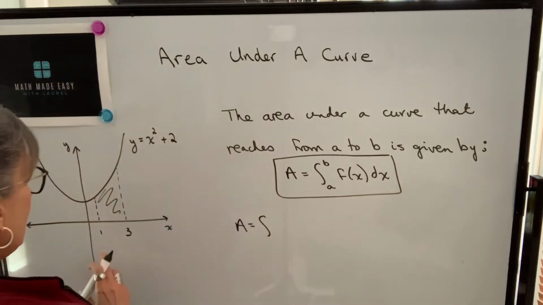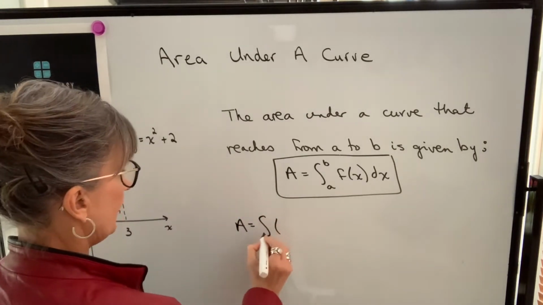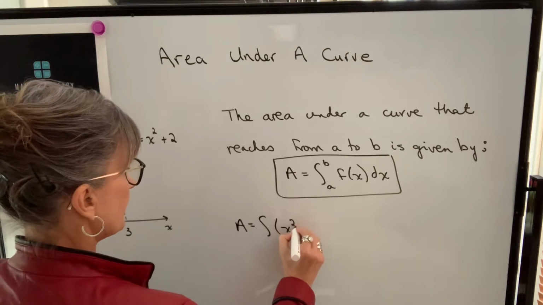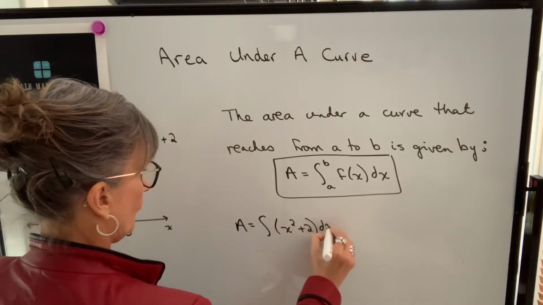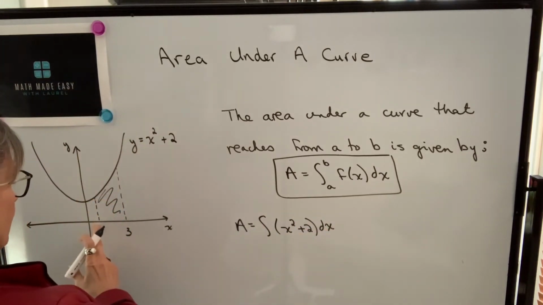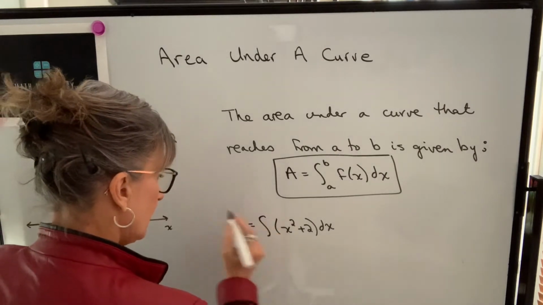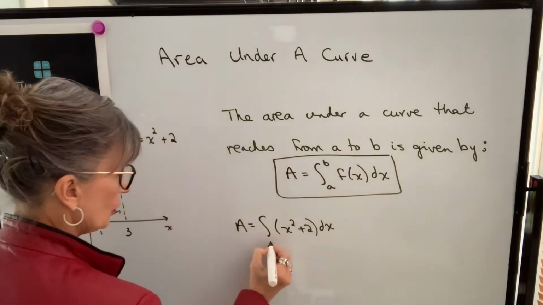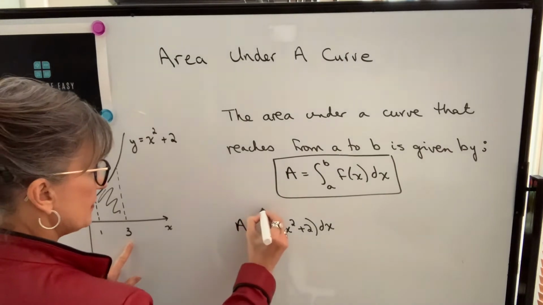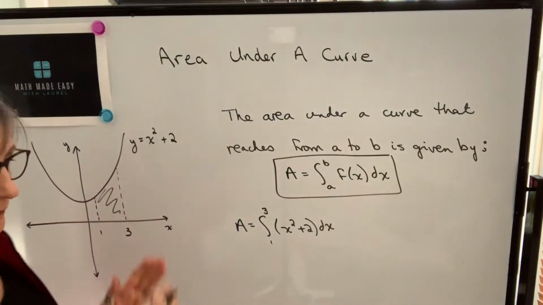If I want to find the area under this curve, then I find the integral of this function. And I want from the x value of 1 to the x value of 3. So the value on the left has to be your lower limit. The value on the right has to be your upper limit. You're moving left to right.